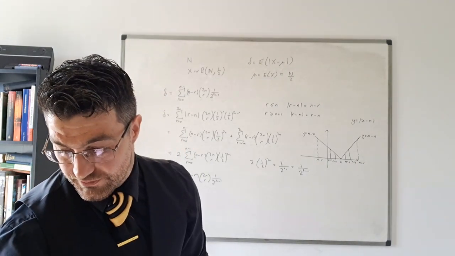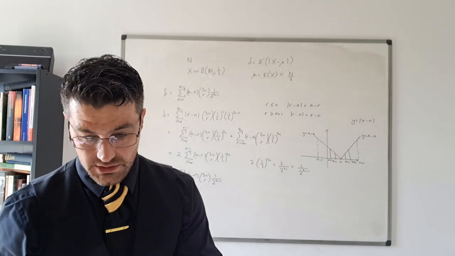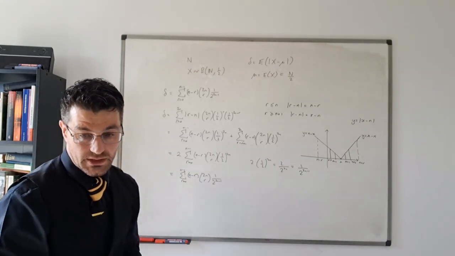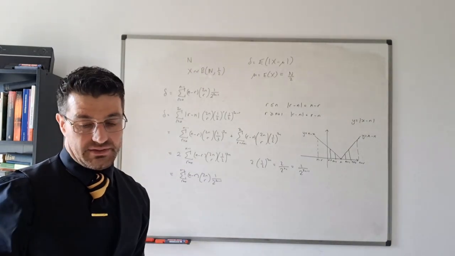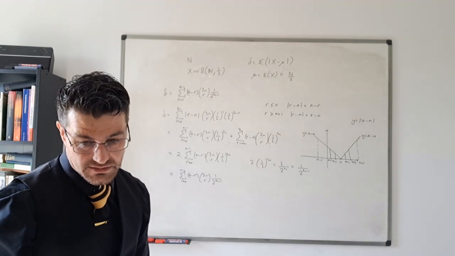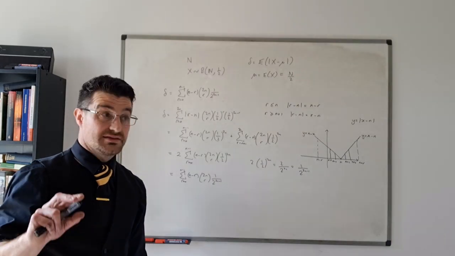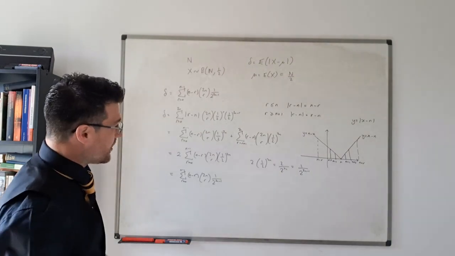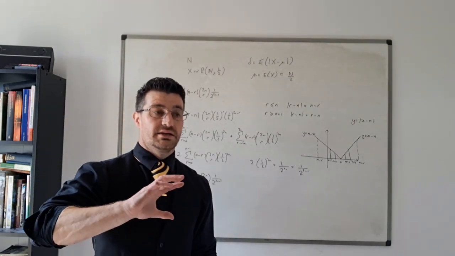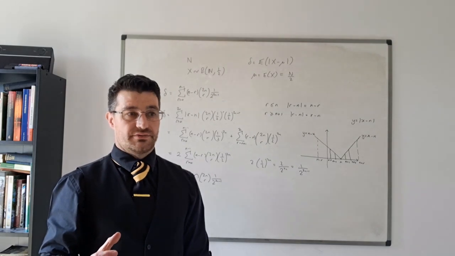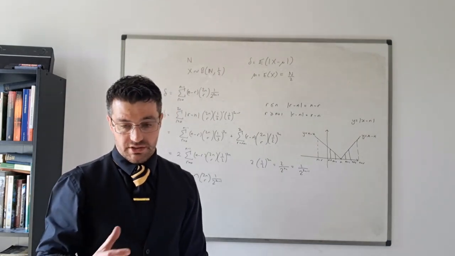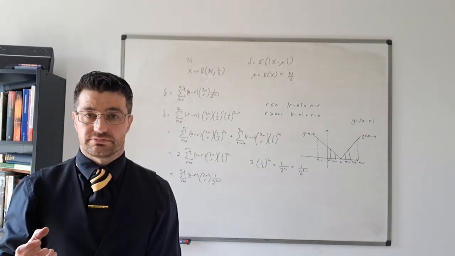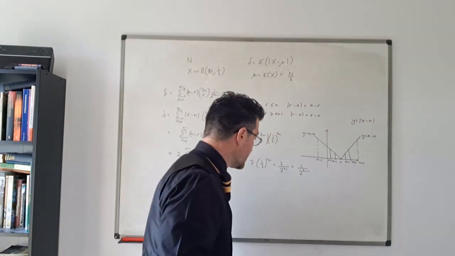On to the next part then. The next part, part C, has two parts to it. The first part's relatively straightforward. It's just a fairly simple kind of manipulation of binomial coefficients. Okay, let's have a look.